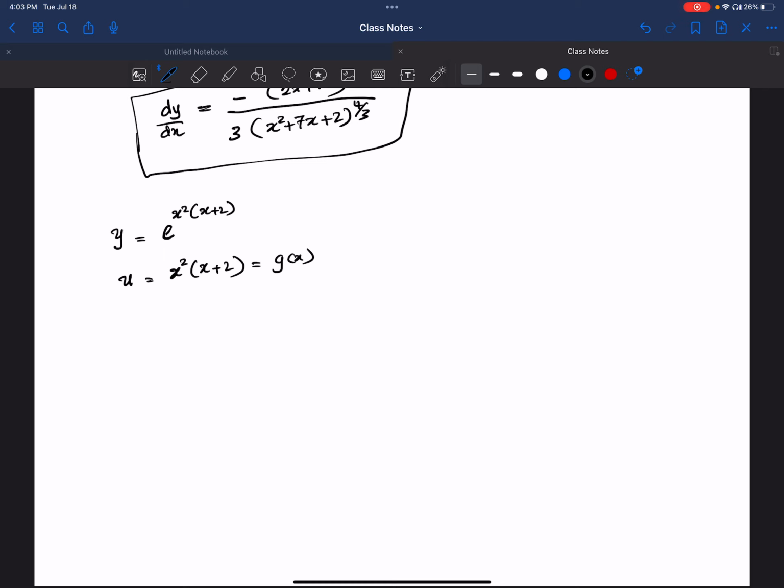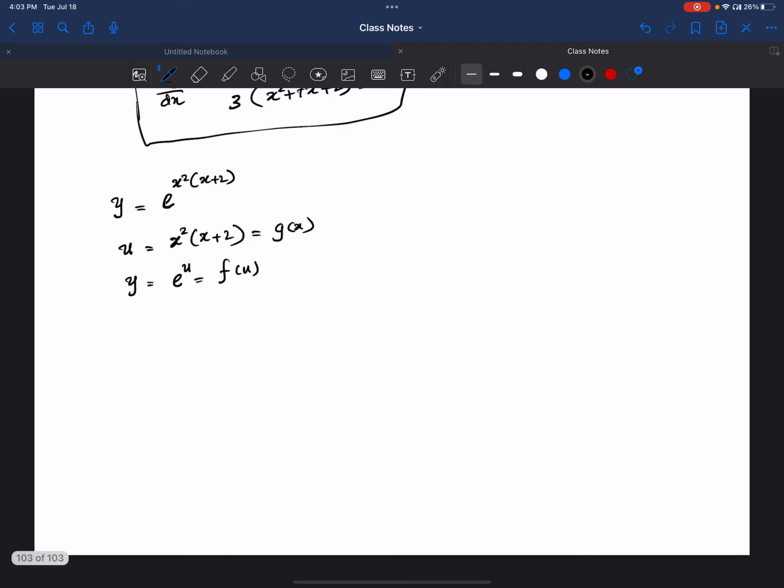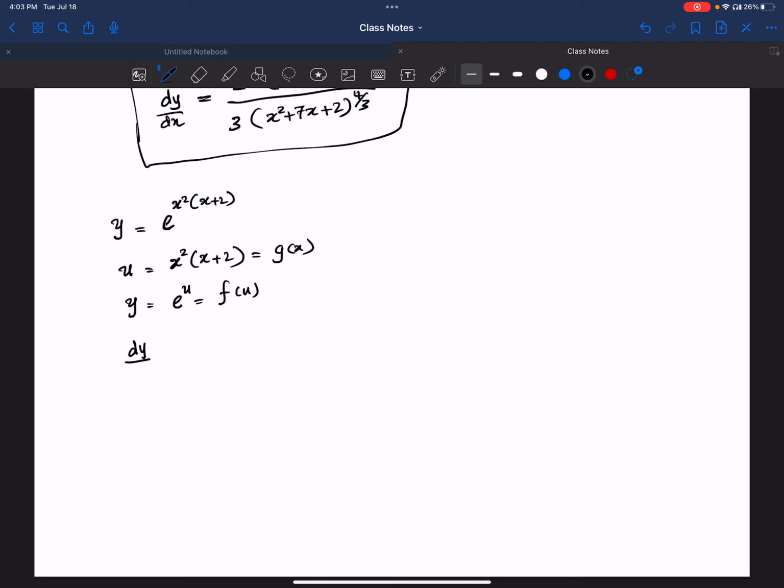And then I'm going to use y equals e to the power u, which is actually f of u. Now I want to find dy over dx, which is dy over du times du over dx. Here in this case, dy/du is d/du of e to the power u, plus d over dx of x squared times (x plus 2).